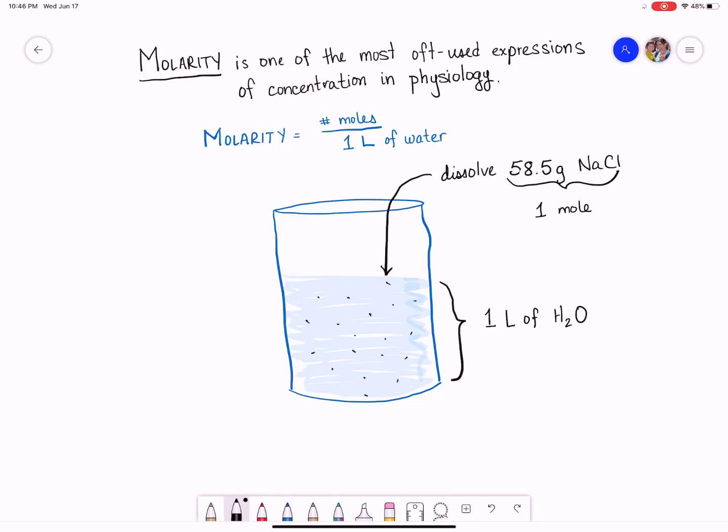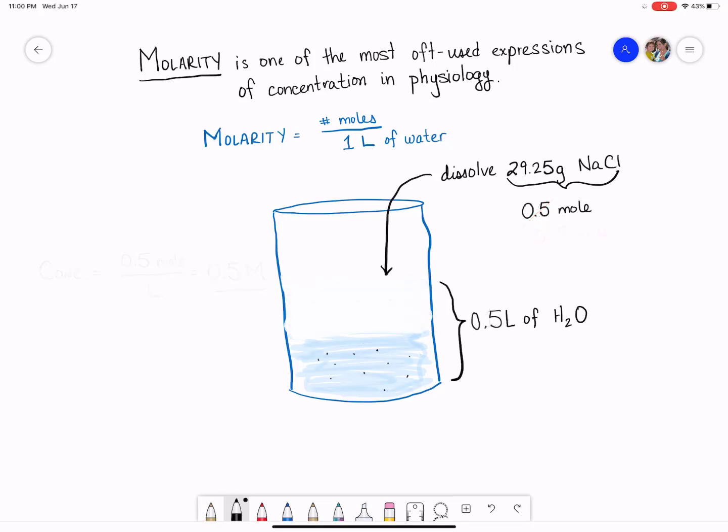So my concentration is 1 mole in 1 liter of fluid. By definition, this is a 1 molar solution, and we use a capital M to denote molar. What if I were to divide the amount of sodium chloride that I add in half? So instead of adding 58.5 grams, I'm going to add 29.25 grams of sodium chloride. Well, technically, I would only be adding half a mole, or 0.5 moles. Still dissolved in 1 liter, my concentration is no longer 1 molar, but rather 0.5 molar.